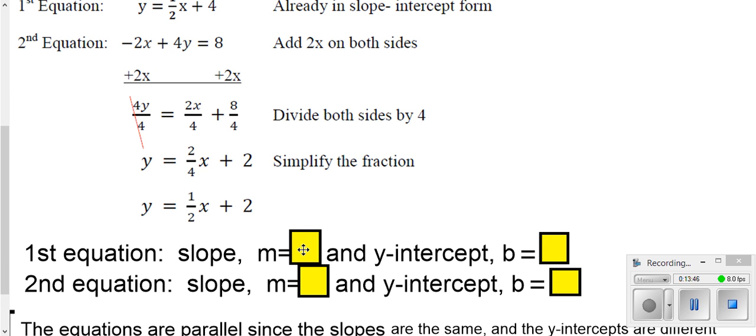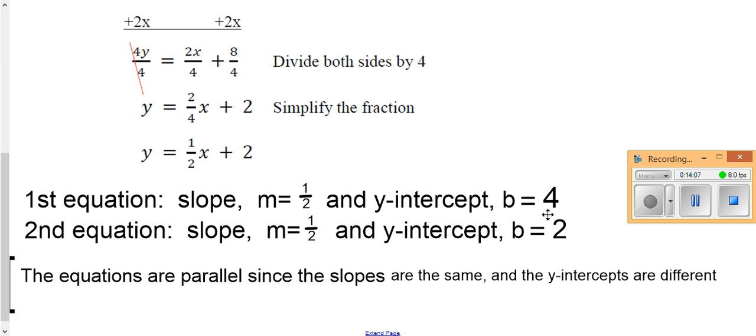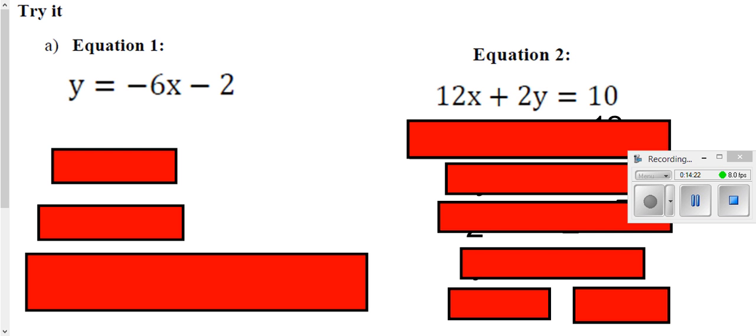Again, the first equation, we had a slope of 1/2 and a y-intercept of 4. In this second equation, we can see the slope is 1/2 and the y-intercept is 2. So these equations are parallel since the slopes are the same and the y-intercepts are different. Okay, same slope but different y-intercept means parallel lines. That slope is a slant. That easy. Just get the two equations in slope-intercept form and look at the slope and intercept.